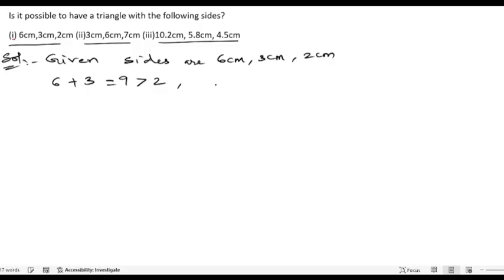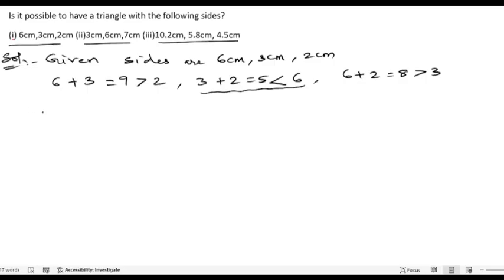Okay, next. Now we will take 3 and 2. So 3 plus 2 is 5, which is not greater than 6, which is less than 6. Okay, because this is the contradiction. Now if we take 6 and 2, 6 plus 2 is 8, which is greater than 3. Since we have noticed that the sum 3 plus 2 is not greater than 6, therefore it is not possible to draw a triangle.